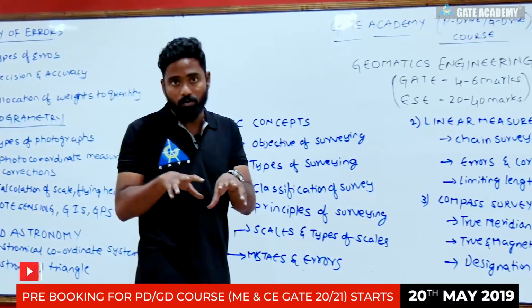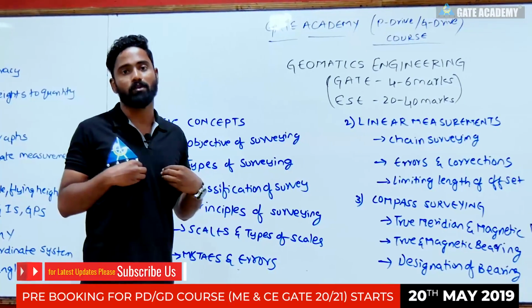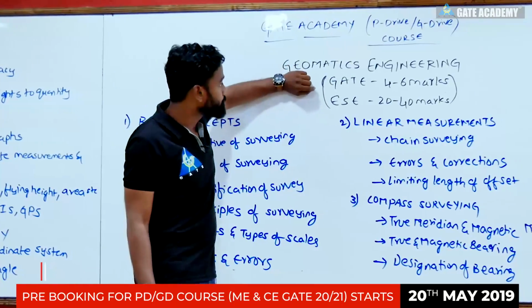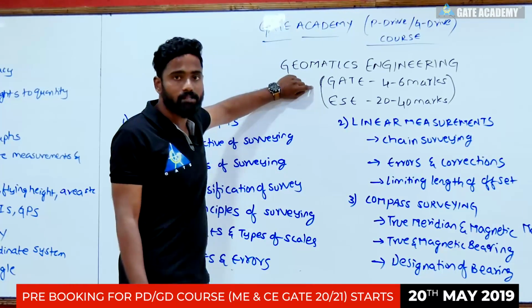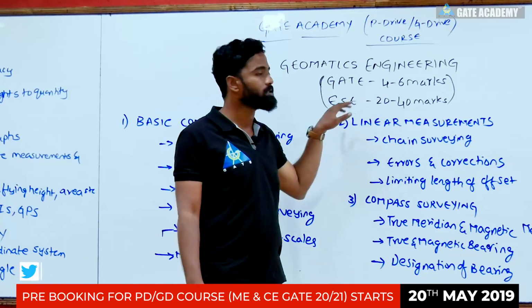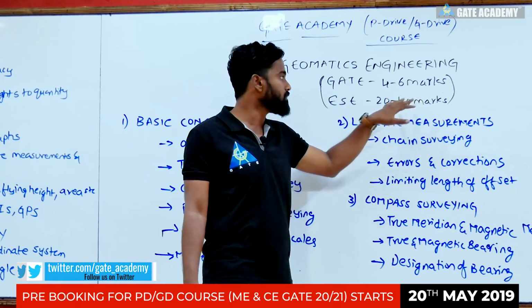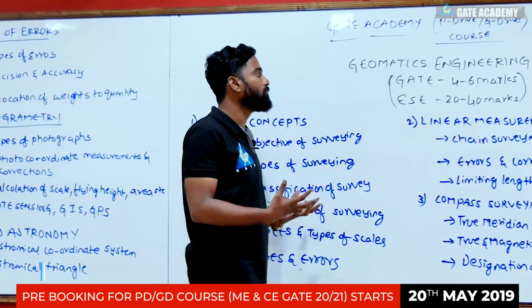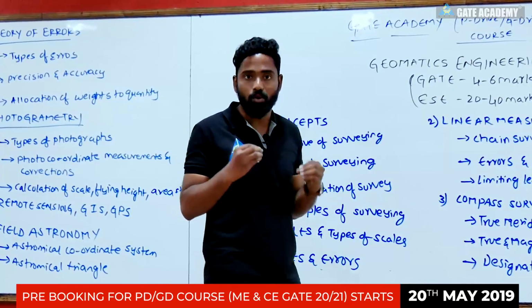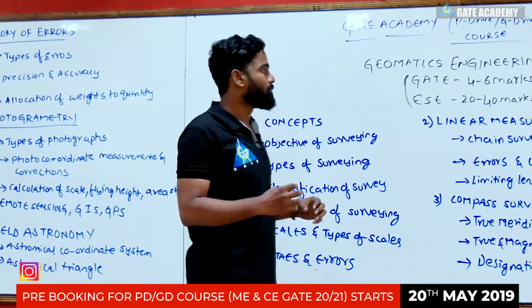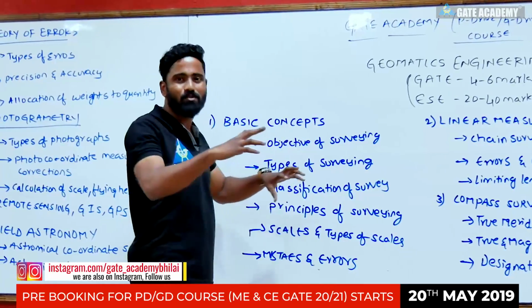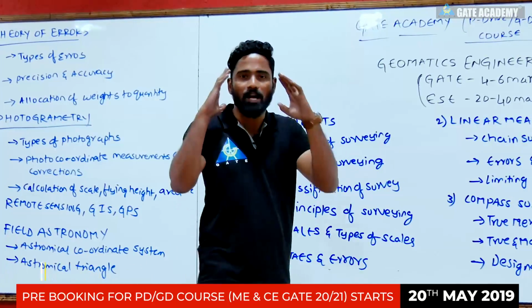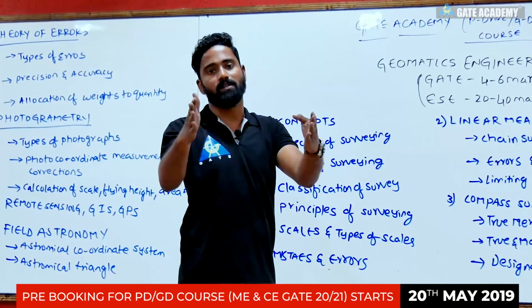In this video, the subject I am going to discuss is geomatics engineering. The weightage for geomatics engineering in GATE is 4 to 6 marks and in engineering service examinations is 20 to 40 marks. This is, if you ask me, more weightage and it is best scoring marks, because you are dealing with surveying from your childhood. It is just application of your common sense.